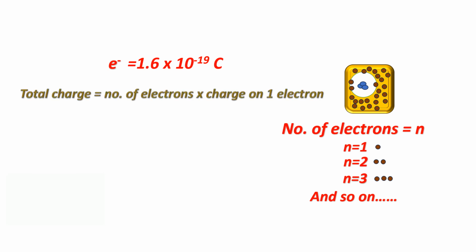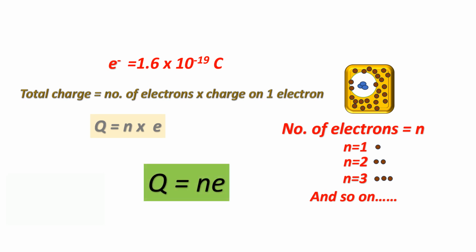Now the total charge in a material can be calculated by multiplying the number of electrons with the value of charge on one electron. The formula is Q equal to n multiplied by E. Q is the total charge, n is the number of electrons, and E is the charge on one electron, that is 1.6 into 10 raised to minus 19 coulomb. Well, let's note down this formula. Q equal to n times E. This is all about charge.